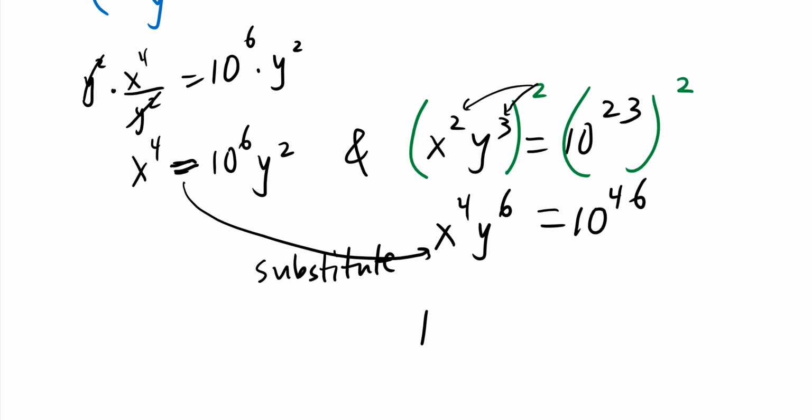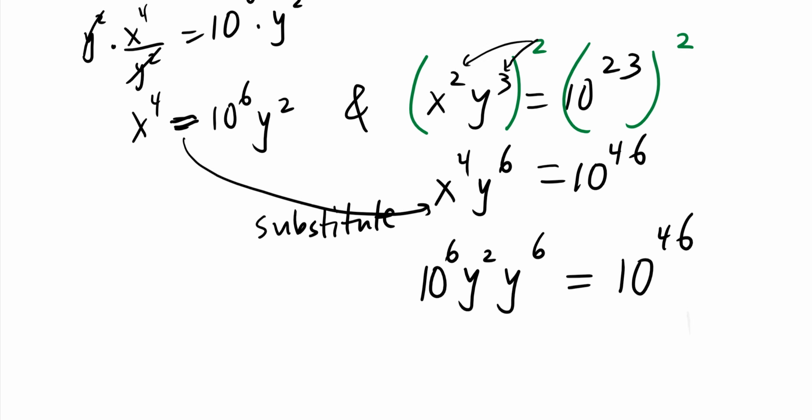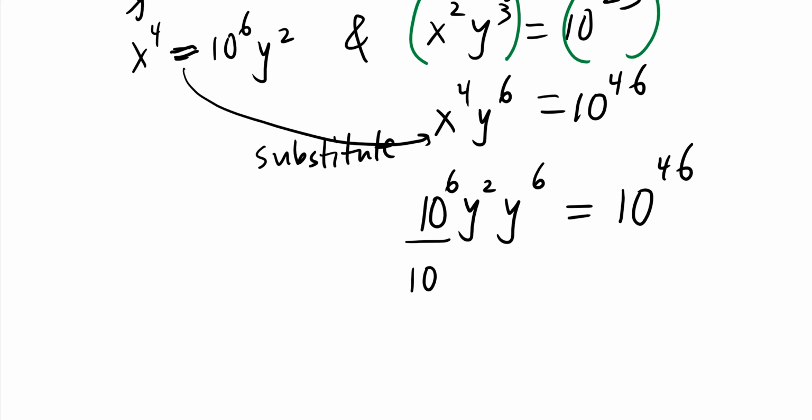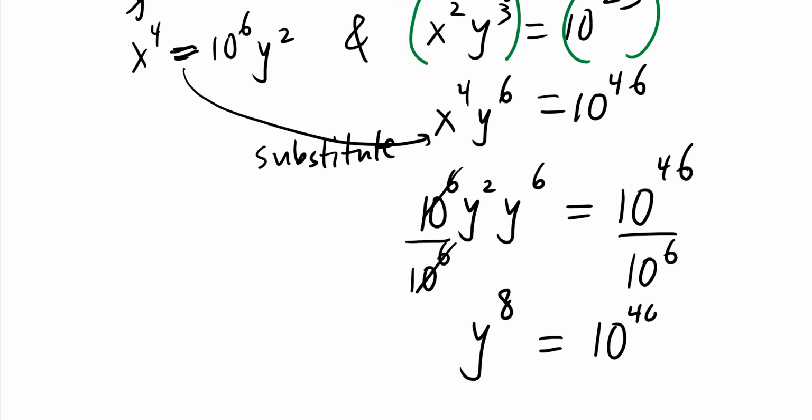Now I can substitute this in here. X to the 4th is 10 to the 6th y squared, and y to the 6th stays the same, is 10 to the 46. We can divide both sides by 10 to the 6th to eliminate the y's. Here we got y to the 8th equals 10 to the 46 minus 6, which is 40.